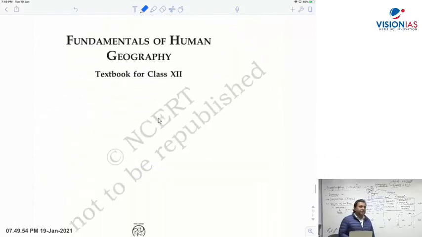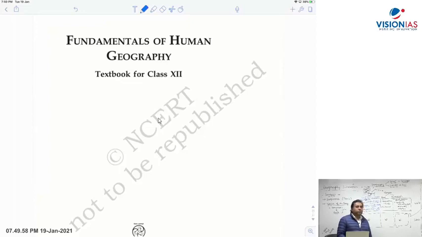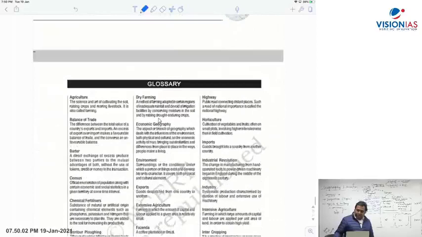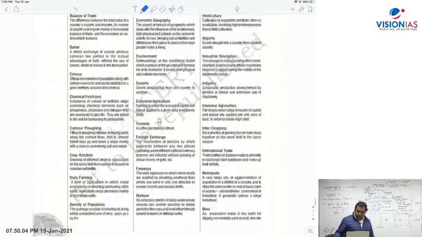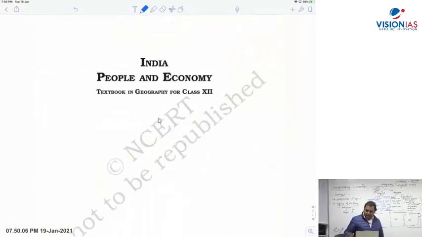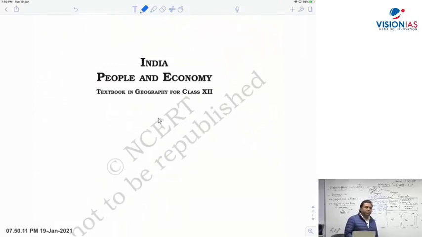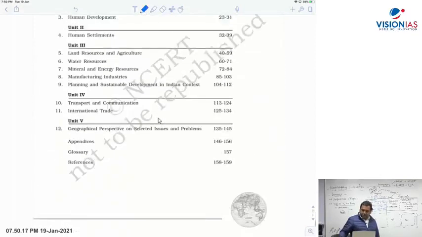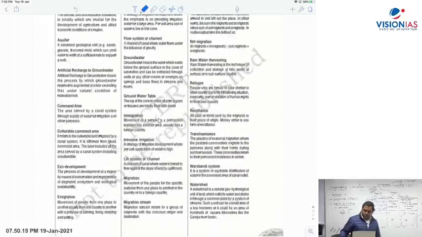Then next is Fundamental of Human Geography. This is where your World Human Geography comes. Then lastly you have the glossary for that, and lastly India, People and Economy. People means social geography, economy means economic geography. So India, social geography and economic geography. And that's it with the terms and the glossary.